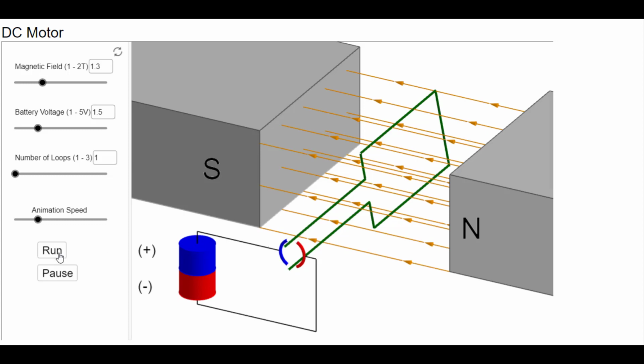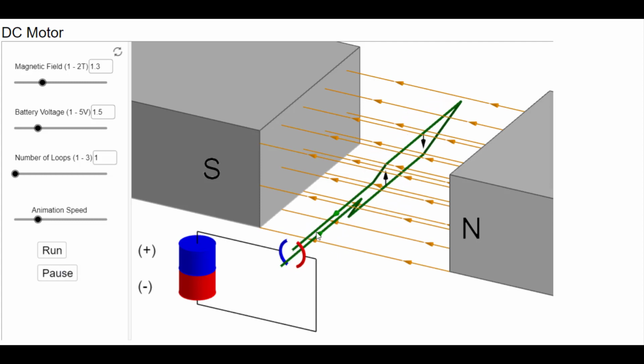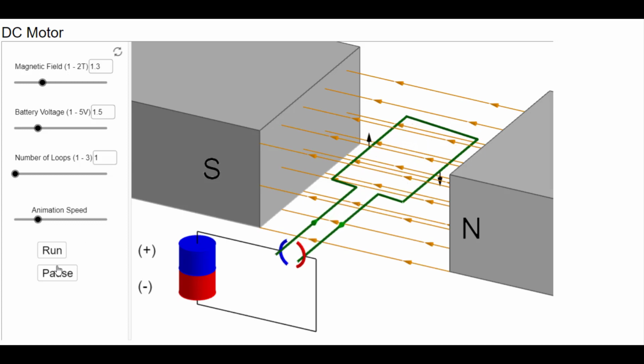So let's continue the simulation. Look here, what's going to happen here, let's stop the simulation. This part of the wire used to be touching the blue brush. Now it's touching the red brush. So what we did is that we switched the current direction. By switching the current direction, we switched the force. And that's how a motor works.